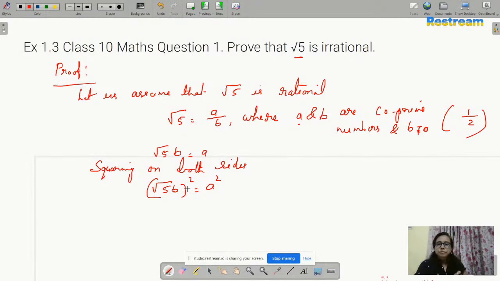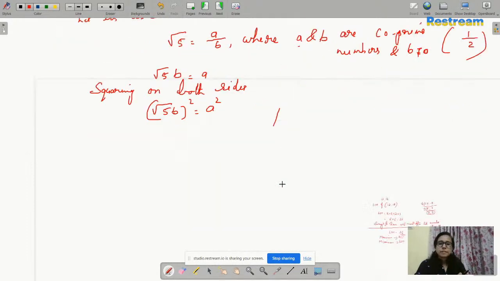Now, root 5 b whole square is equal to a square, and b is not equal to 0. That's why I have written here b not equal to 0. No need to write it in words, just b not equal to 0. So root 5 b whole square is equal to a square. Right, children? After that, what is root 5 b whole square? It is 5 b square, since root 5 whole square is 5. So 5 b square is equal to a square.